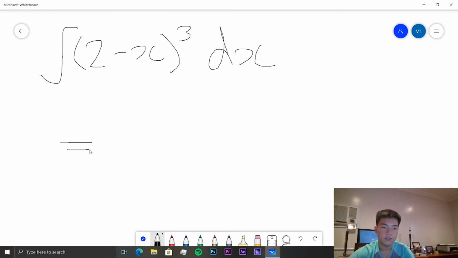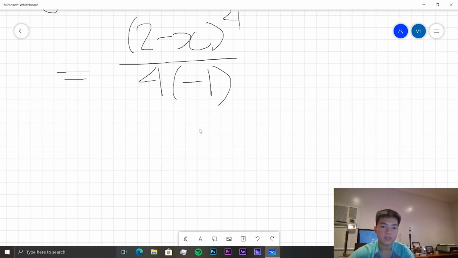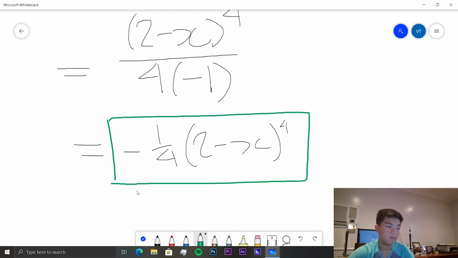So we know this is going to actually be equal to the number over here, plus 1. So it's going to be negative 2x minus x to the 4 over 4 times negative 1 over here, since the coefficient of x is negative 1. So this will be equal to negative 1/4 times 2 minus x to the 4. Okay, on to the next question.